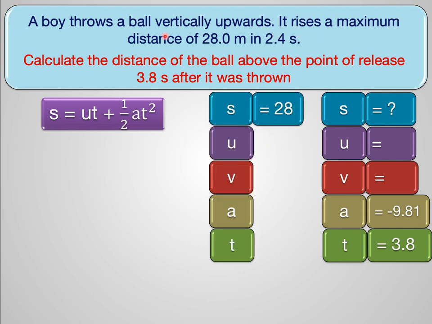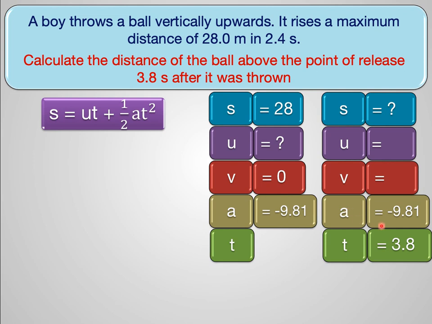I'm writing this all for the first statement. The displacement is given as 28 meters. Initial velocity we are going to find. Final velocity is 0 because it rises to a maximum distance. Acceleration minus 9.81. Time is 2.4 seconds. In the first statement, I know everything except initial velocity.